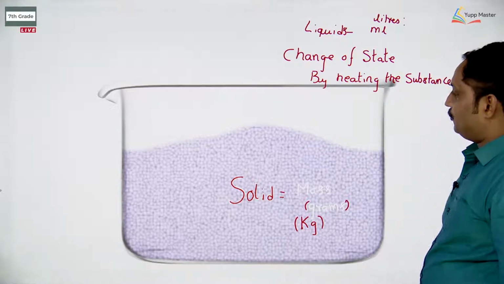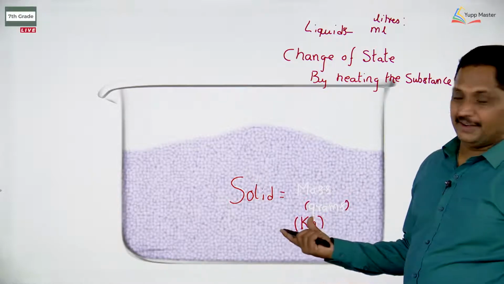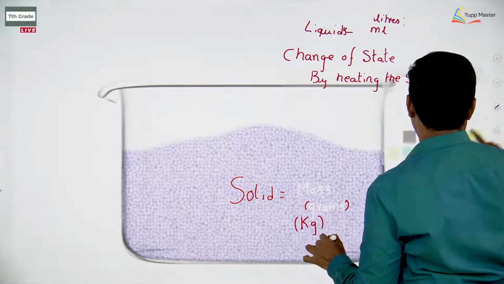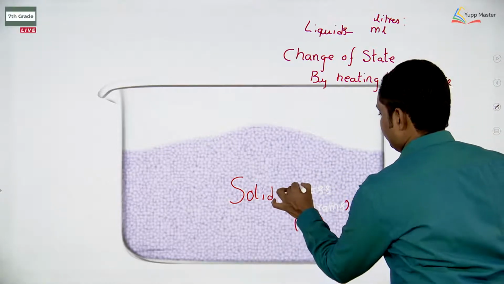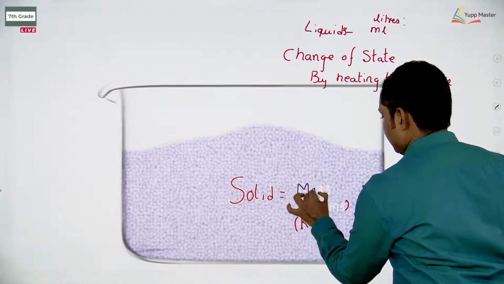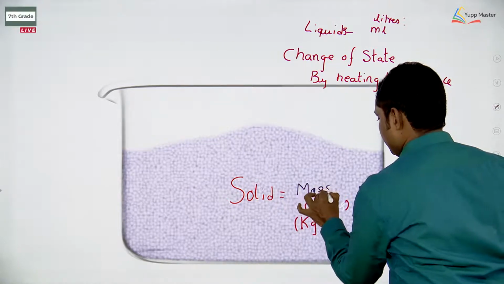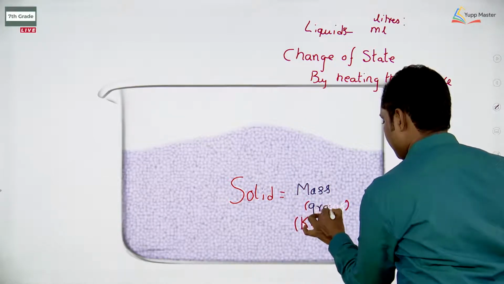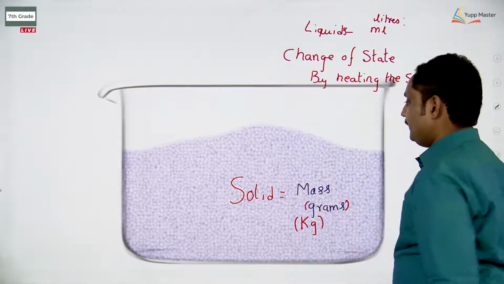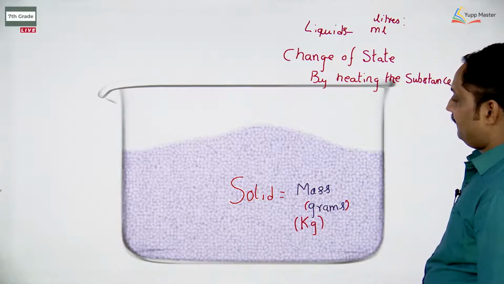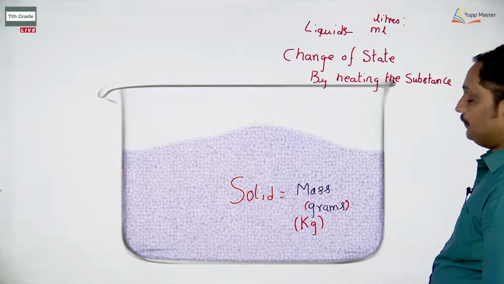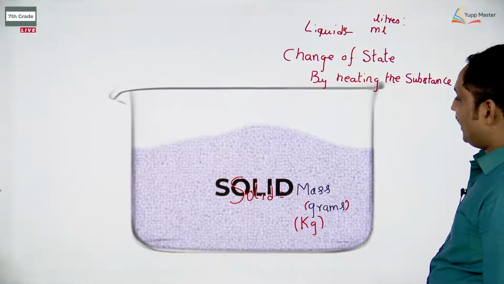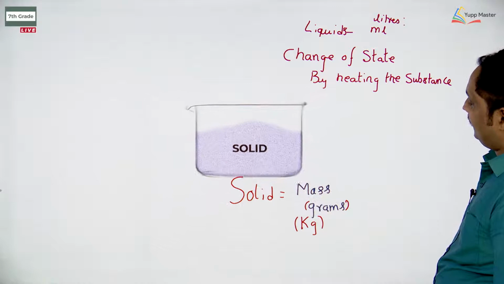Let us assume it is going to be heated. It is very clear. That is in the form of solid, which has mass that can be measured in terms of grams. Let us heat this. What happened? We will see. If we heat this, what happened?